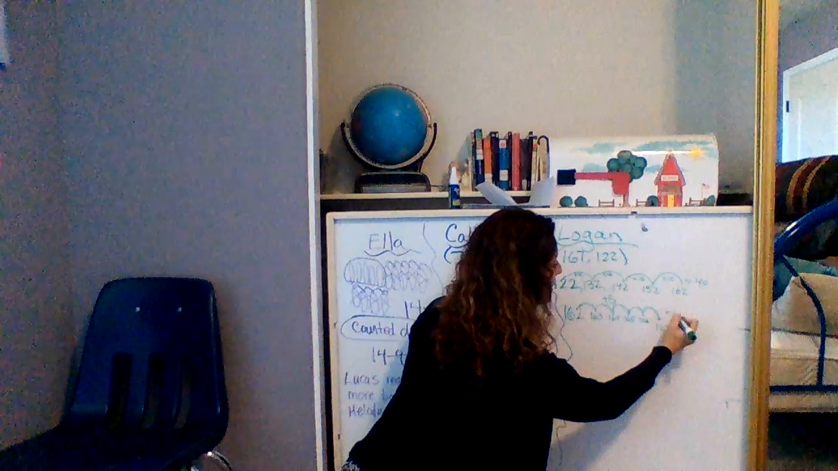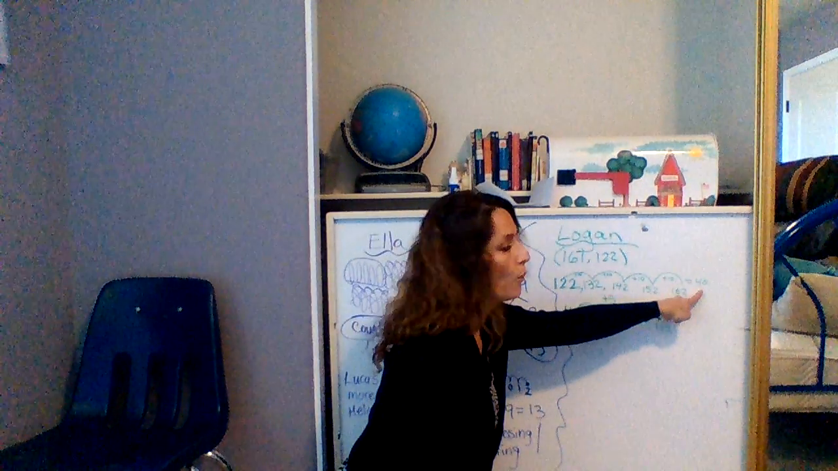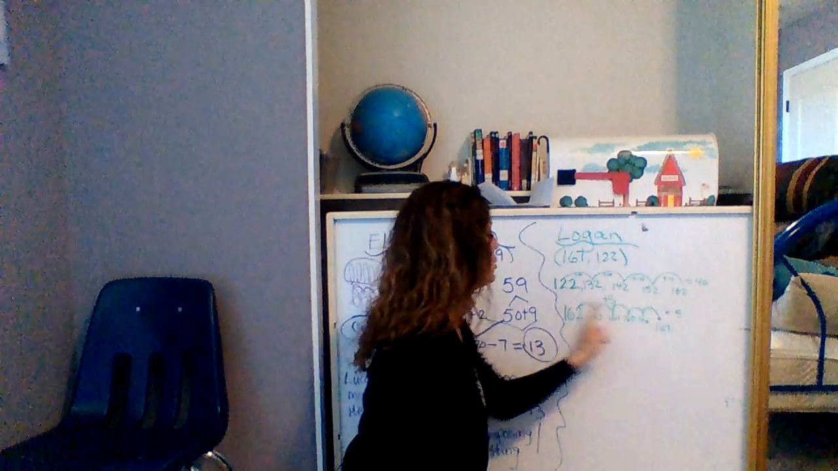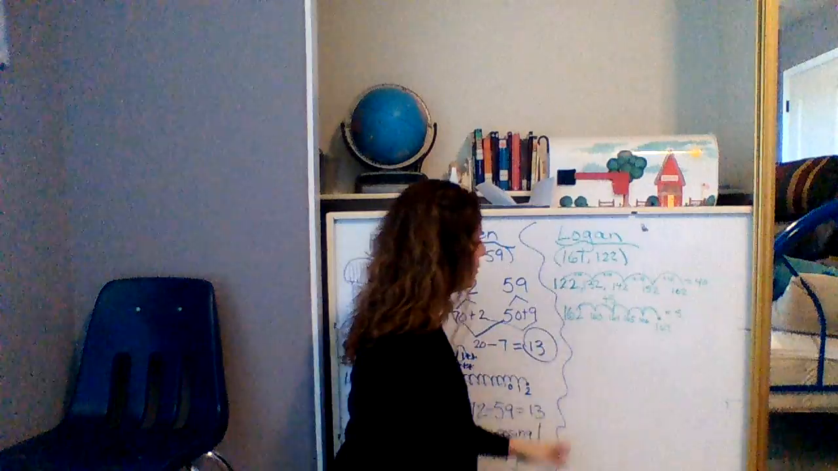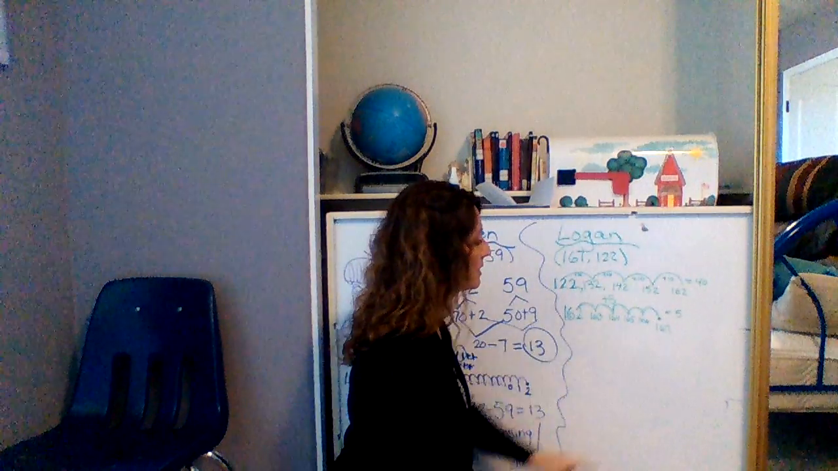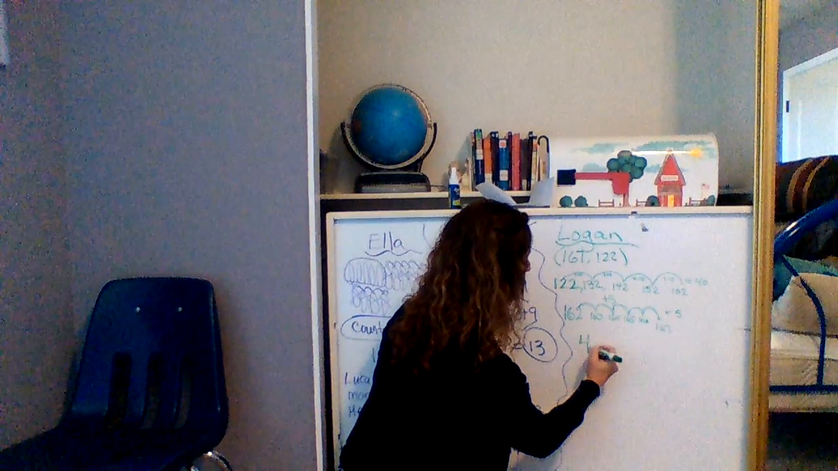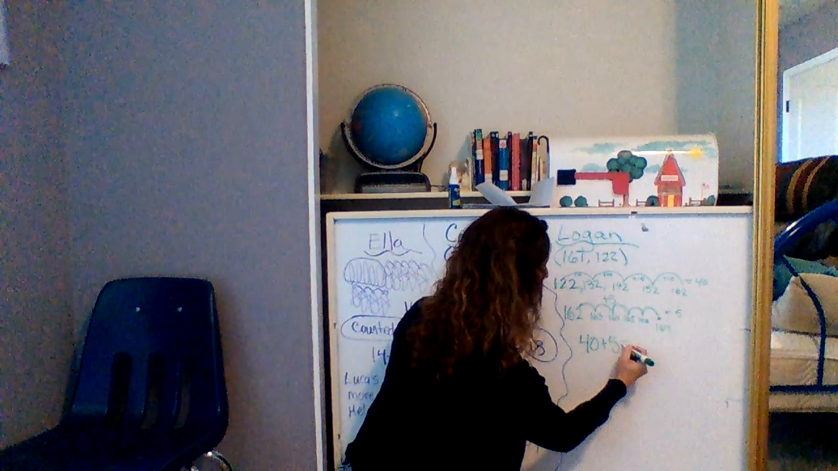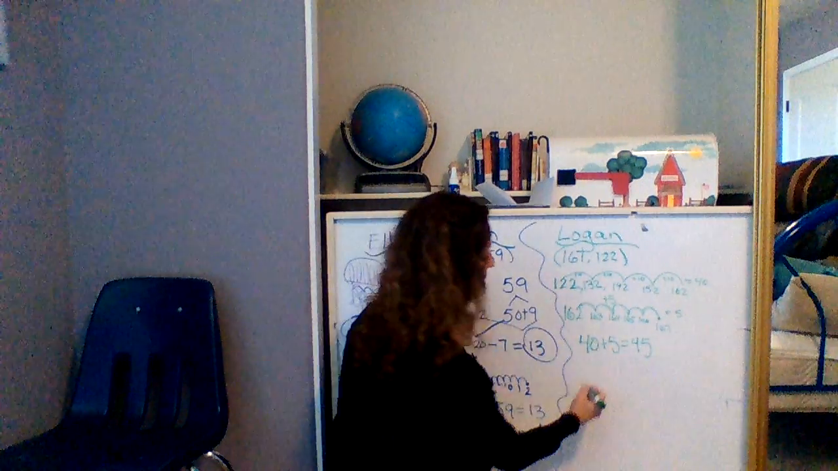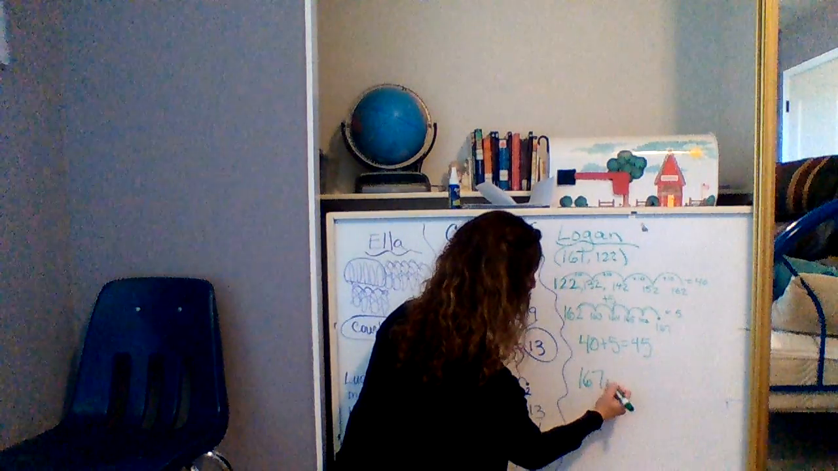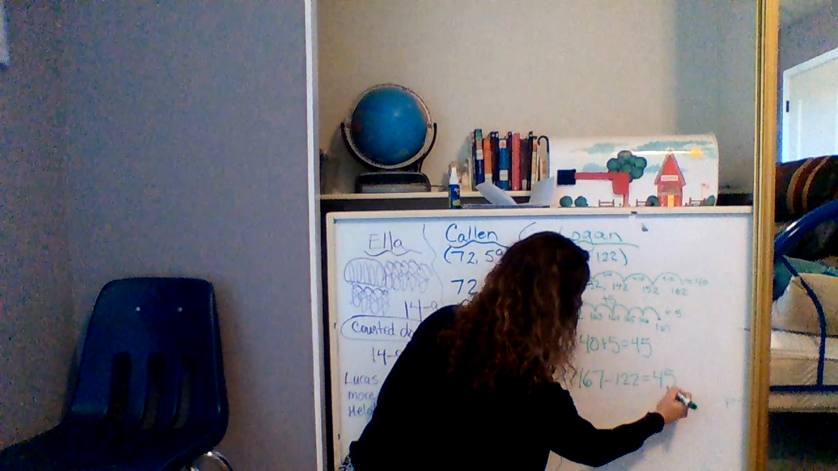Okay. That was 5 more hops. So you needed 40 hops to get from 122 to 162, and you needed 5 more hops to get to 167. So Logan, I think you did 40 plus 5 equals 45. So that you knew that 167 minus 122 equals 45.